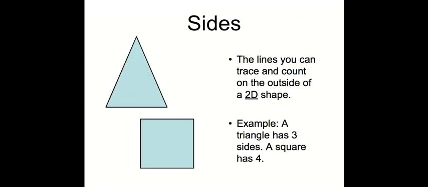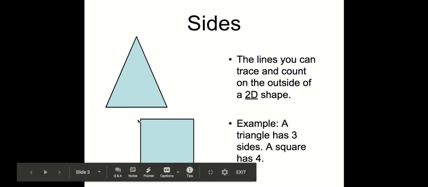All two-dimensional shapes have sides. Well, actually, most two-dimensional shapes have sides. A triangle, for example, has three sides: 1, 2, 3. A square has four sides: 1, 2, 3, 4.